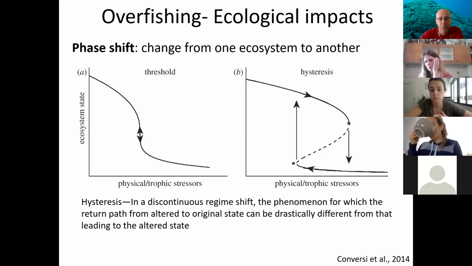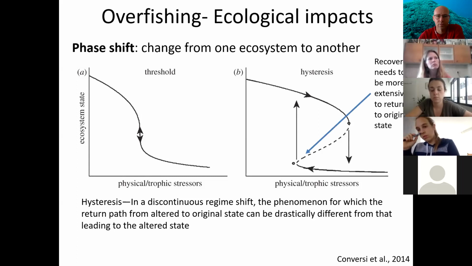This is a theory, just to understand, this is a theory. So people are very afraid of a shift from one phase of the environment to a different one. And that's one of the biggest threats that we have with overfishing. So maybe the recovery needs to be more extensive here, for instance, to return to the original state than it was before. We need extra than we had before. Not just going up, we need something else.